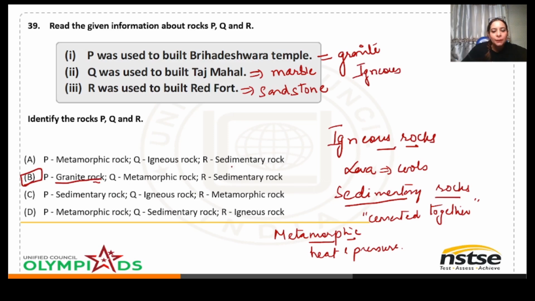Q, marble. Marble is a metamorphic rock. It is formed because of intense heat and pressure. And sandstone is a sedimentary rock. So which option is right? Option B is the right answer.